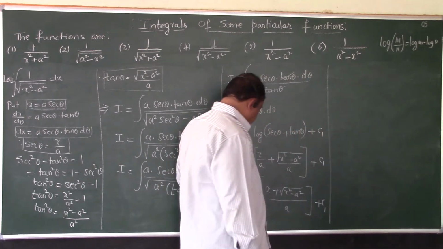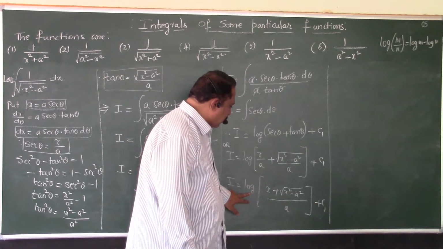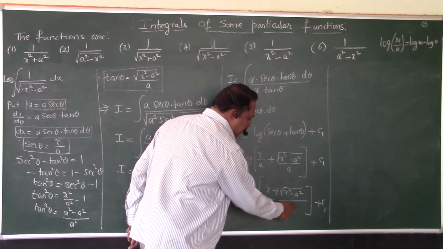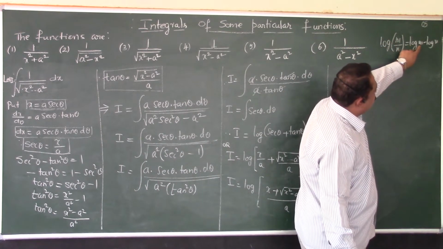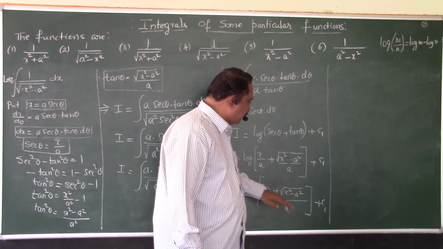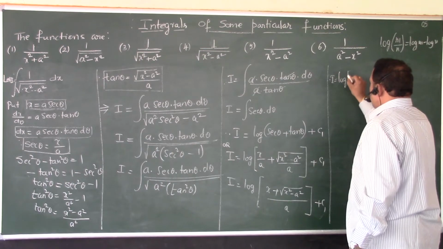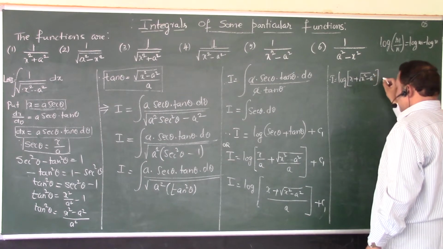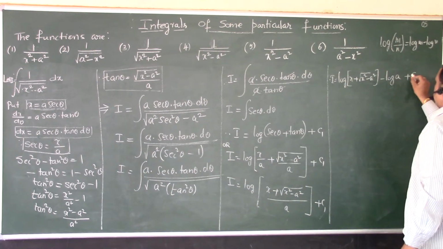Now this logarithmic expression is of the form logarithm of m divided by n. The numerator can be taken as m, denominator is n. Here we have one formula, logarithm of m by n is logarithm of m minus logarithm of n. So logarithm of numerator minus logarithm of denominator. Therefore, I is equal to logarithm of numerator, which is x plus root of x square minus a square, minus logarithm of denominator, which is logarithm of a, plus C1.